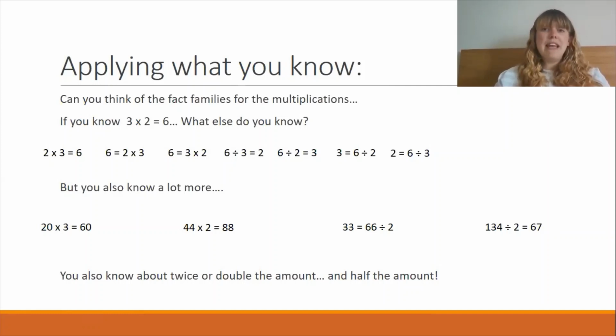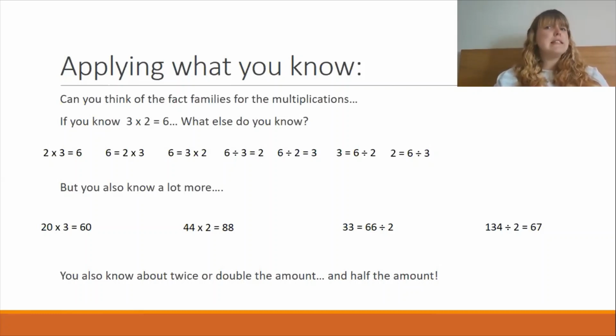A fact family is when you have one number sentence, and you can tell me everything to do with that number sentence. So, for example, if you have 3 times 2 is 6, what else do you know? Well, you also know that 2 times 3 is 6. You know that 6 is the same as 2 times 3, but also 6 is the same as 3 times 2. You also know that 6 divided by 3 is the same as 2, and 6 divided by 2 is the same as 3.